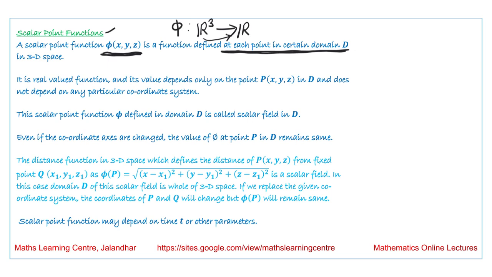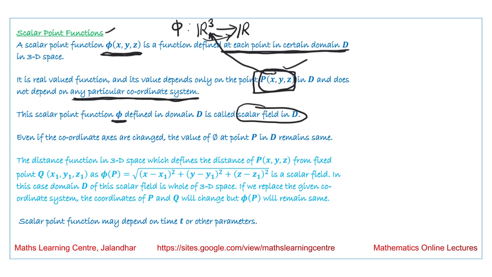So it is a real function and its value depends upon the location of the point P(x, y, z) in D, and it does not depend upon any particular coordinate system. Either we take the Cartesian, spherical polar, or cylindrical coordinate system, it does not depend upon this. Corresponding to this point P the value is fixed, and this scalar point function defined on the domain D is called the scalar field in D. So this function is also called the scalar field.